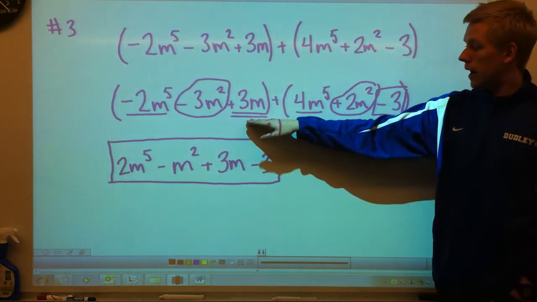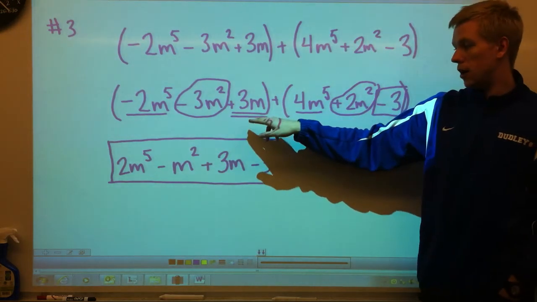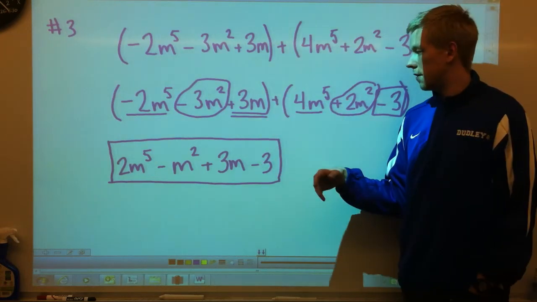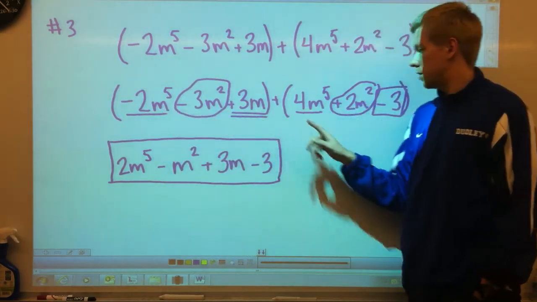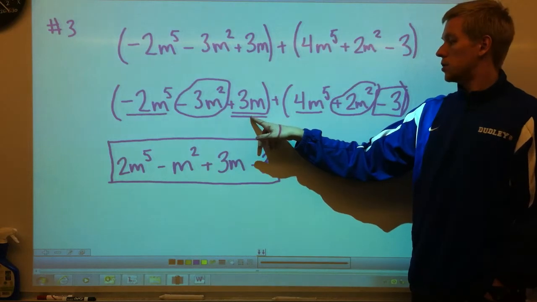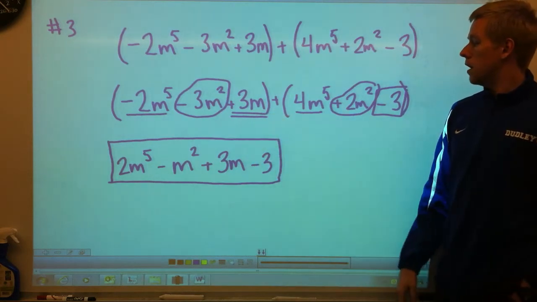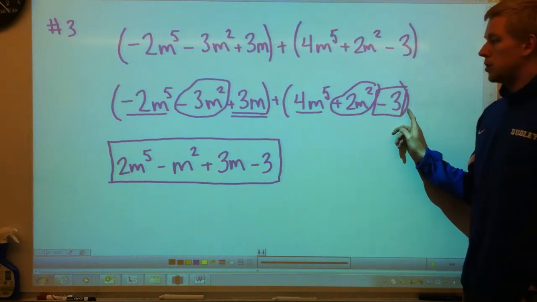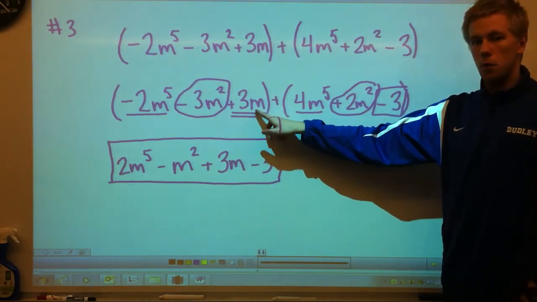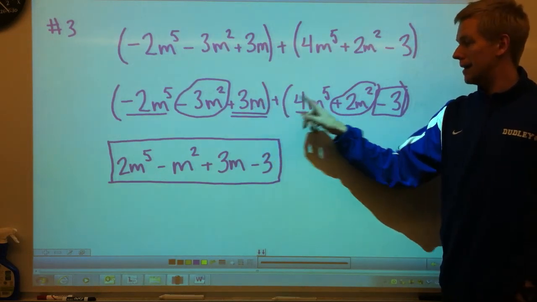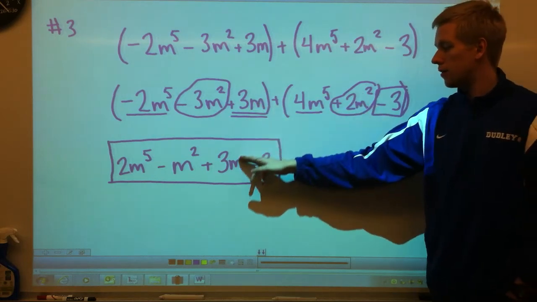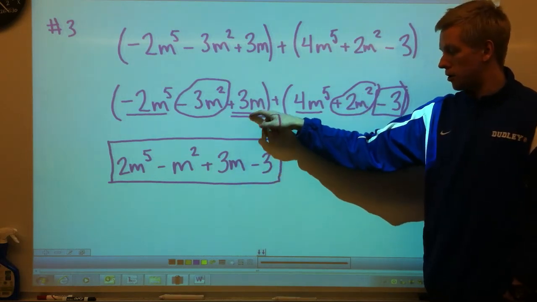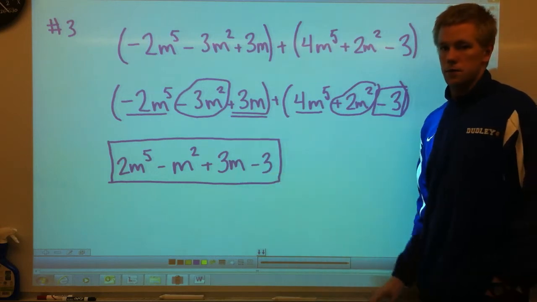Okay, the next term I look at is a 3m, and I underlined it twice just to make it different because it's not the same as these other terms here. So I have two underlines underneath my 3m. Now if I look in my other set over here, I recognize that there's no other thing that matches up with this 3m. So I can't add it to anything. So you just bring that thing right on down. If it does not have a partner, you just bring it down in your final answer.